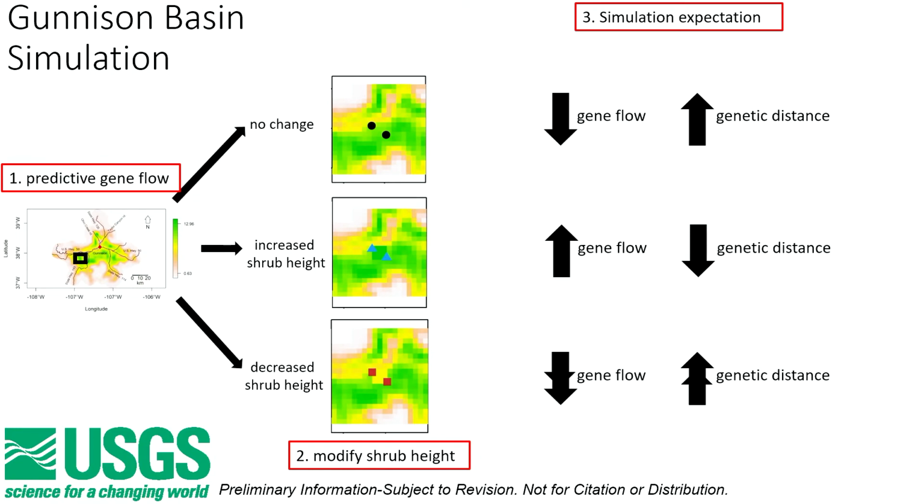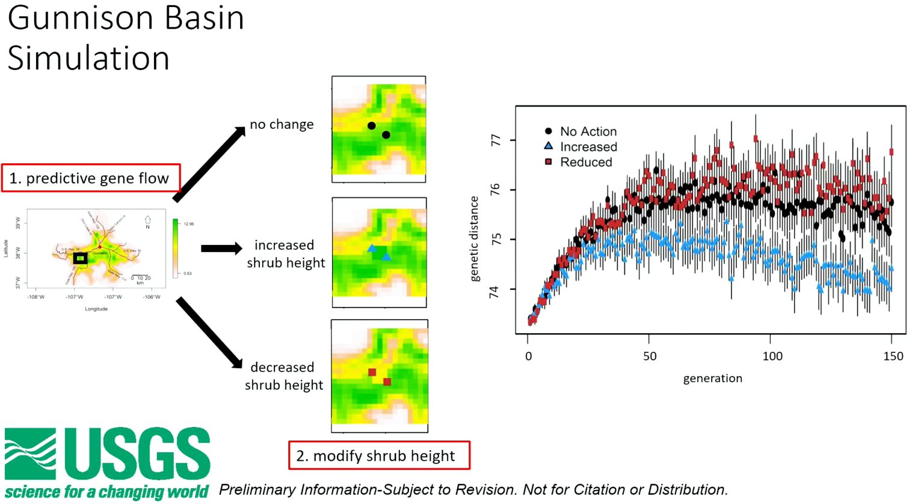When we look within the Gunnison Basin, we also did a simulation, and we focused on 2 leks in the southwest area, and we focused on modifying the shrub height variable because that was in our top model. We increased the shrub height in one scenario with the expectation of increasing gene flow, which would result in a decrease in genetic distance. And we had a scenario where we decreased shrub height, where we expected that to decrease gene flow and result in an increase in genetic distance. And that's in relationship to our no change scenario. We just simulated for 150 generations at this scale and tracked the genetic distance.